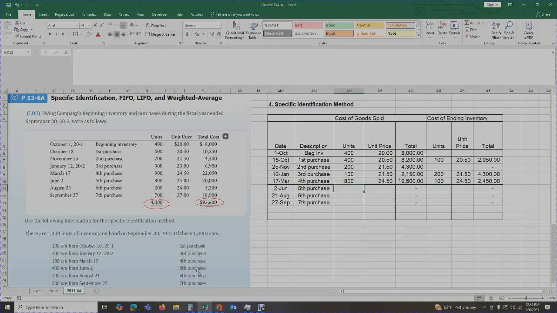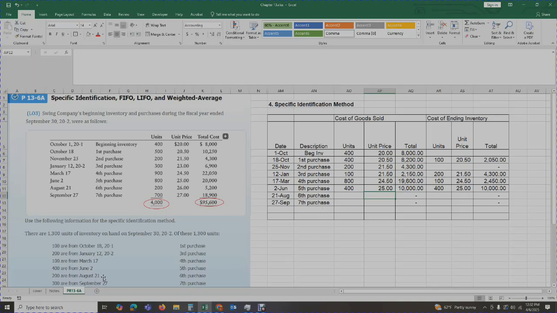From the fifth purchase, I've got 800. From the 800, I am keeping 400 at $25. So if I'm keeping 400 and I had a total of 800, that means I sold the difference of 400. The totals are automatically populating because I ran my formula down. The total is basically just your units times your unit price.